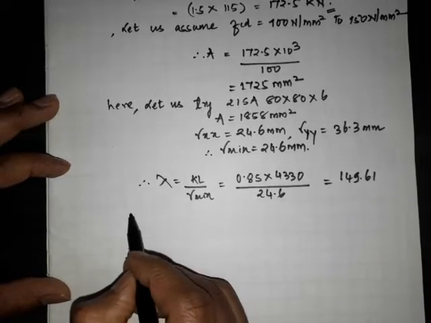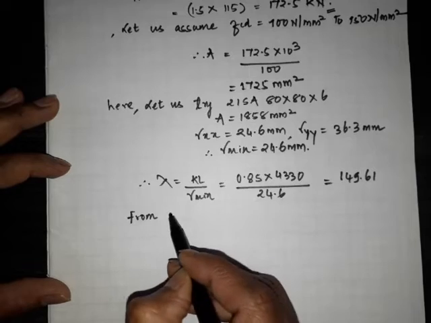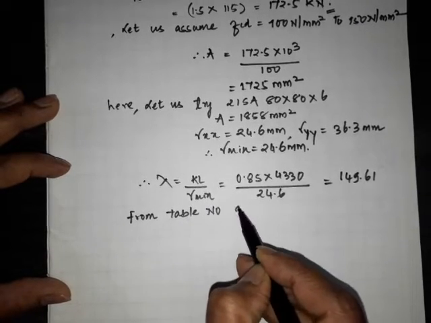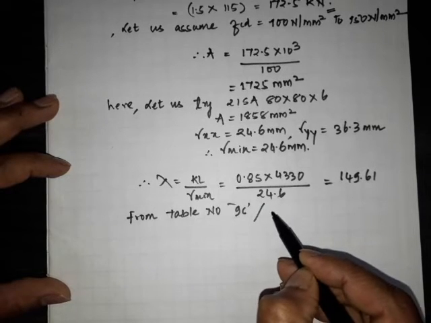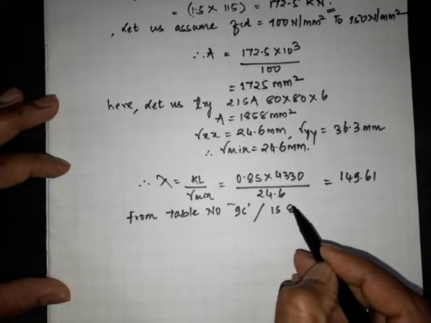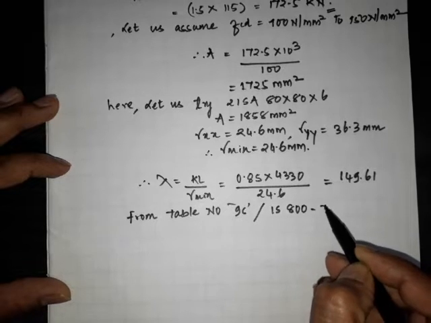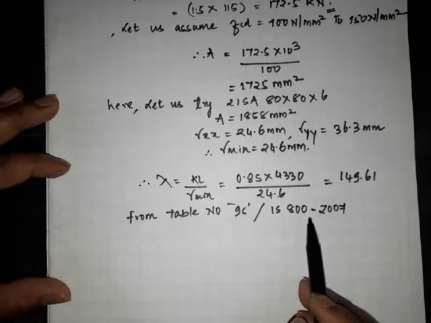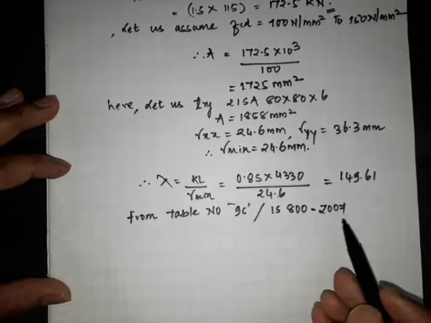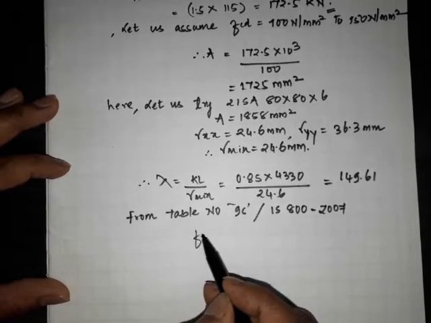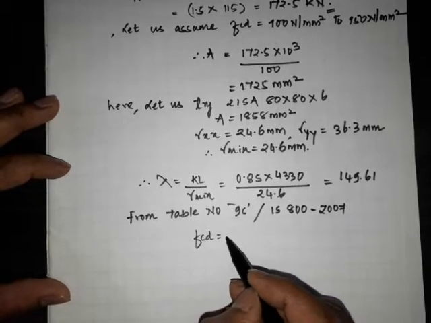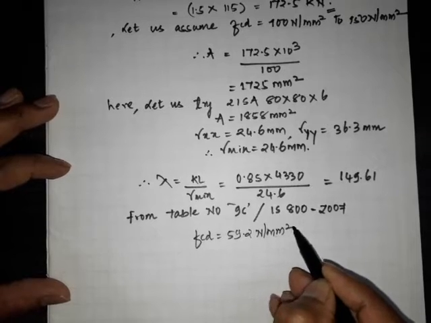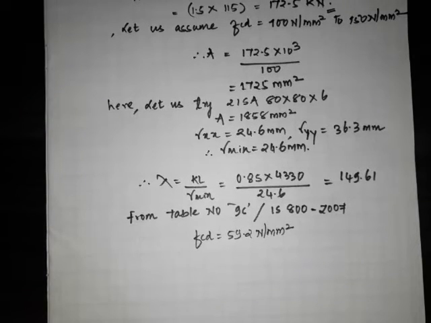Then again from table number 9C of IS 800:2007, you have to find out FCD. So we get FCD here. FCD is 59.2 Newton per mm square.